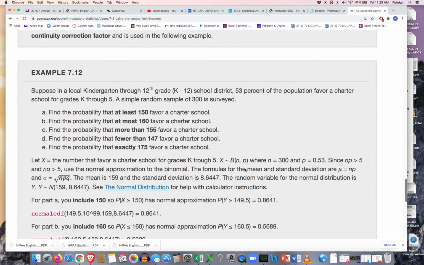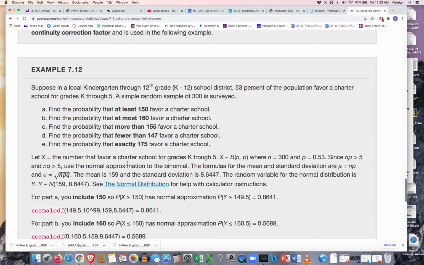So let's see here. X is the number that favor the school. And X is binomial, but n is 300 and p is 0.53 as stated earlier. np is certainly greater than 5, and it lets us go ahead and use the normal approximation, nq, same way, because it's pretty close to 50-50. They're both way over the 5. So the formula is here, mu equals n times p, which happens to be 159. That's 53% of the 300, exactly 159 people.